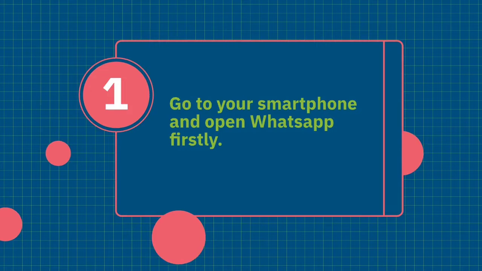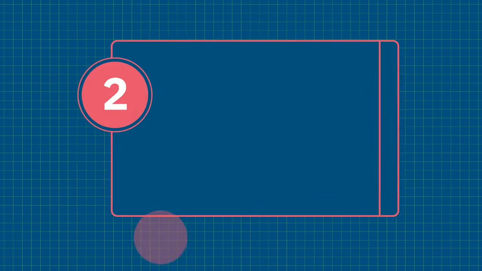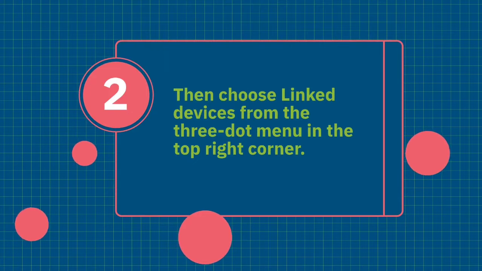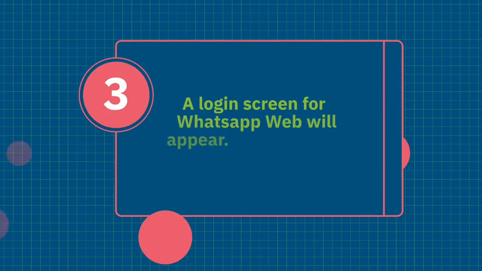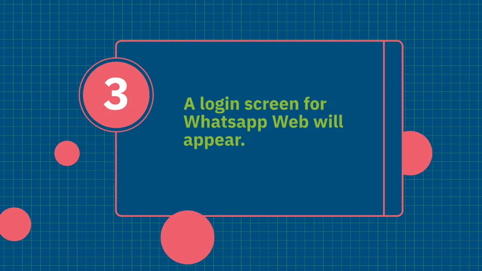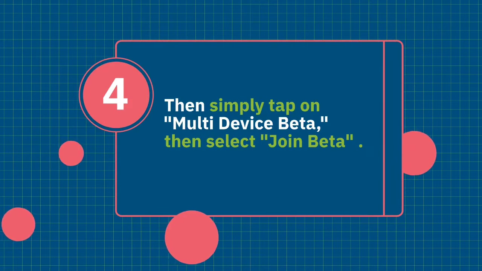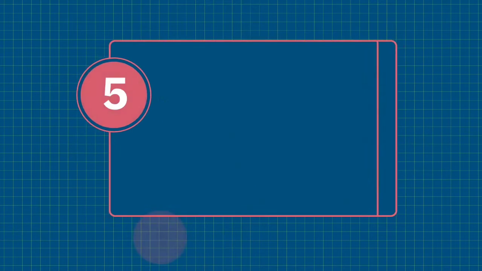Go to your smartphone and open WhatsApp first. Then choose Linked Devices from the three-dot menu in the top right corner. A login screen for WhatsApp web will appear. Then simply tap on Multi-Device Beta, then select Join Beta.